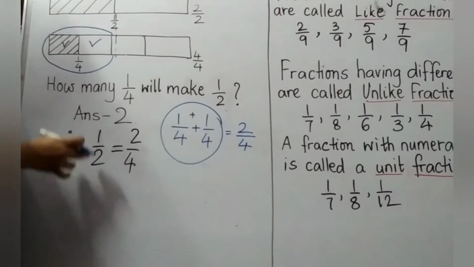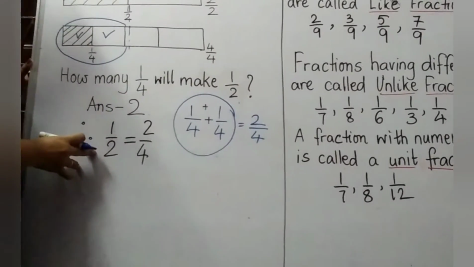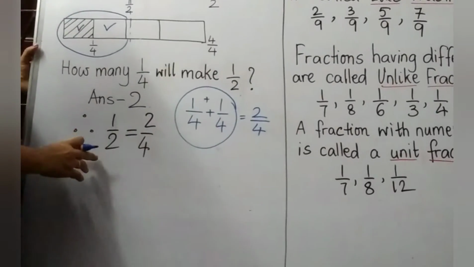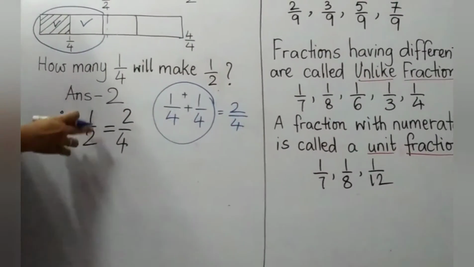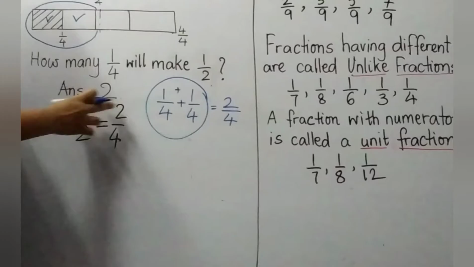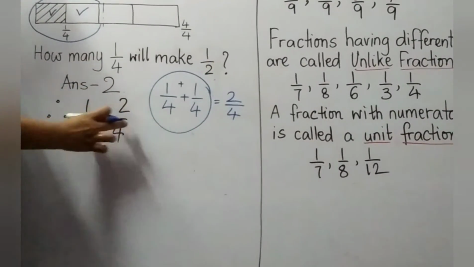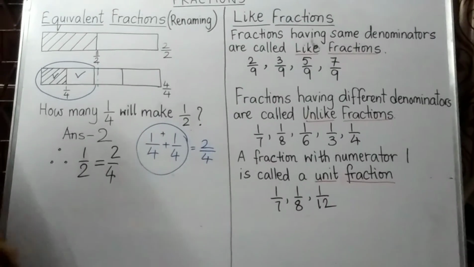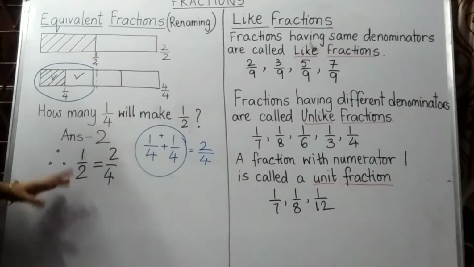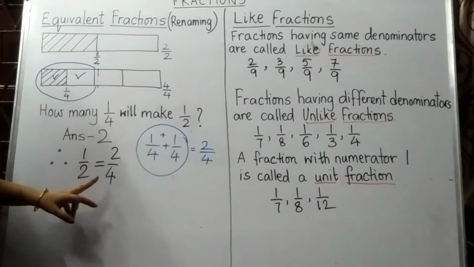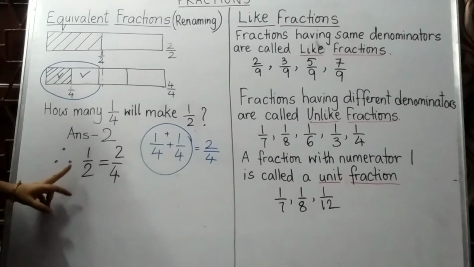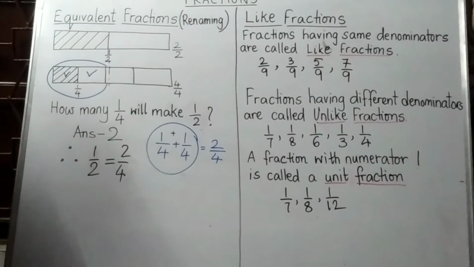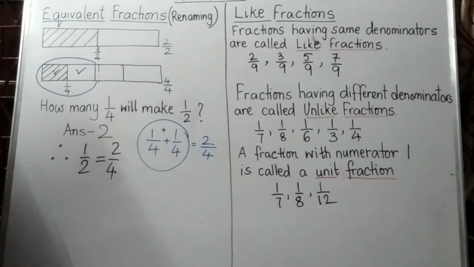Since the value of half and the value of 2 by 4 is the same, it is getting renamed. That means half is equal to 2 by 4. It carries the same value. So it is getting renamed. The value of half equals 2 by 4. So the value remains the same, and these types of fractions are called equivalent fractions.